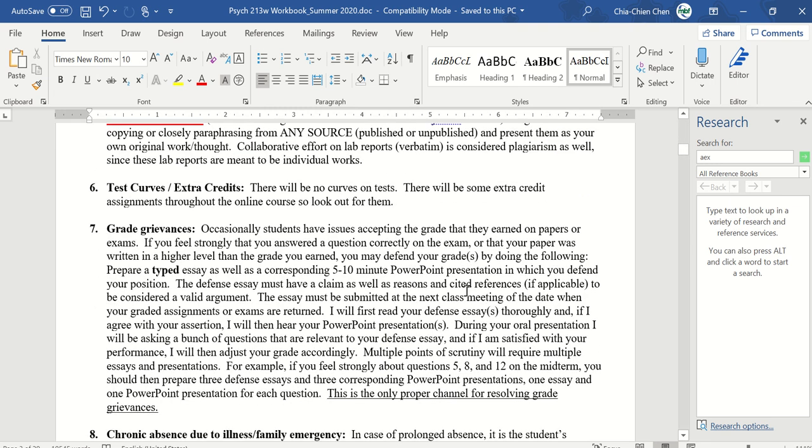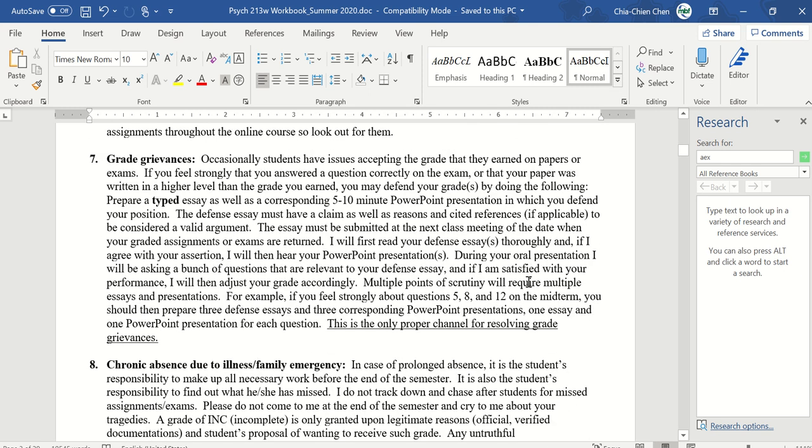Now, test curves and extra credit: there are no curves on tests. Occasionally there are some extra credit assignments throughout the course, so look out for them.